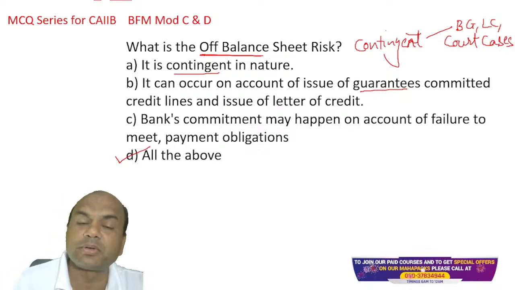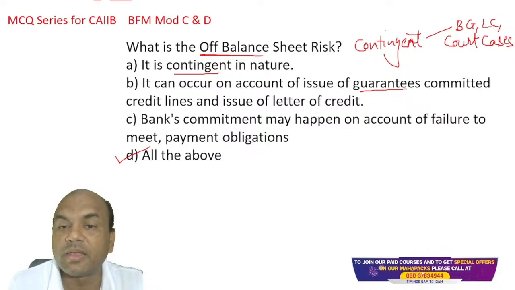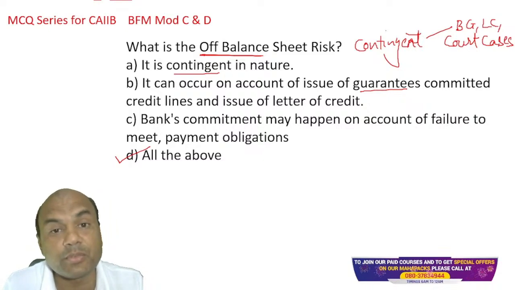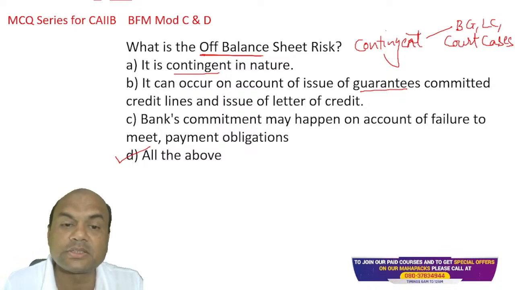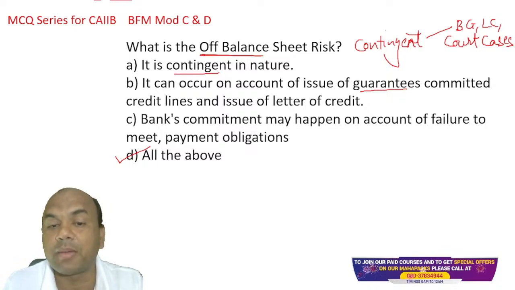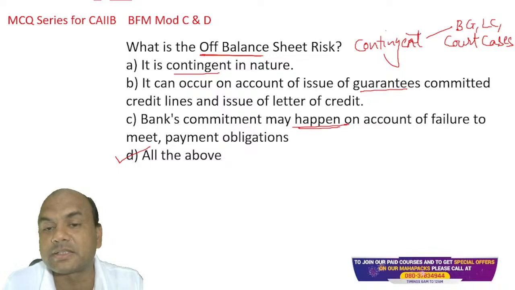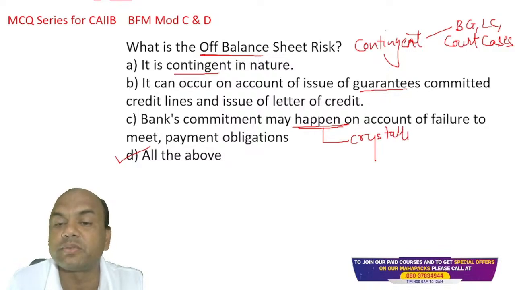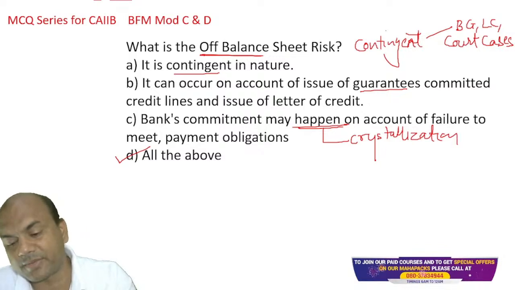Third party means, suppose my bank is giving the guarantee and if that other party does not perform, then my bank will have to pay, isn't it? So that's known as bank's commitment may happen. May happen means crystallization. When the risk which you have just given in words comes up for payment, that is known as crystallization. So the answer is A, D.